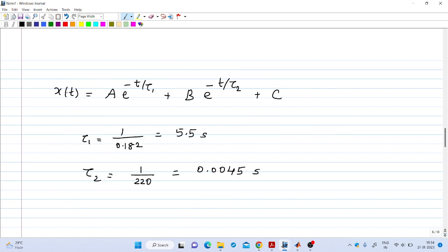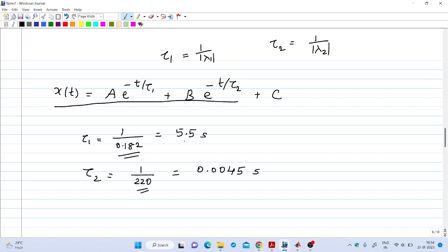And what is the consequence of that? The general solution is of this form: x of t is equal to a into e raised to minus t by tau 1 plus b into e raised to minus t by tau 2 plus c, where tau 1 is the time constant given by 1 by magnitude of lambda 1, and tau 2 is the time constant given by 1 by magnitude of lambda 2. If you evaluate, tau 1 is 1 by 0.182, so it is 5.5 seconds, and tau 2 is 1 by 220, that is very small, 0.0045 seconds. So the time constants are far separated. This time constant is very large compared to this time constant.